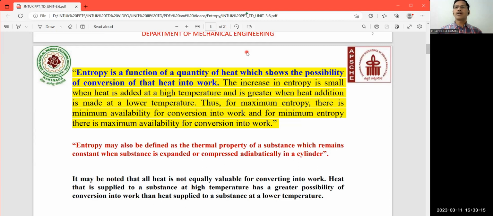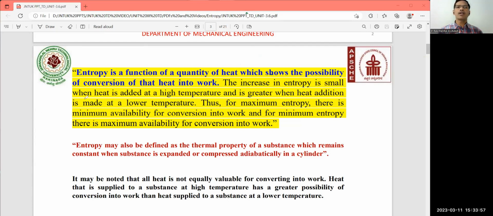In this context, if heat is added to a system, then the entropy of the system increases. If the heat is rejected or removed from the system, the entropy of the system decreases. But how much?